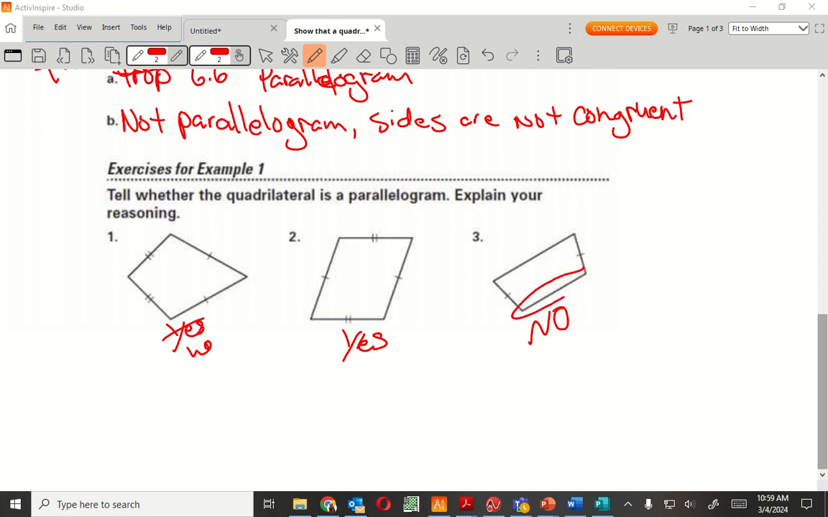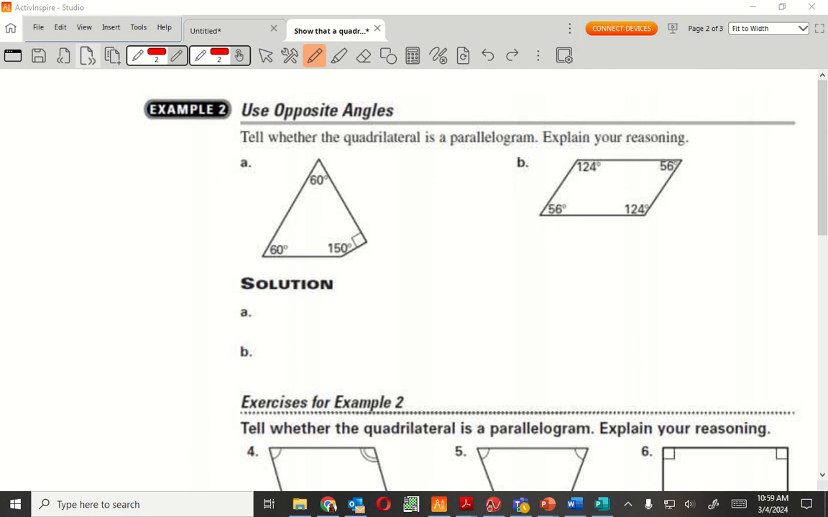So in this one right here, this one is not the same as this one. So that one right there is true. That one's a no. All right. So let's look at the next. Use opposite angles. Now this time, instead of dealing with sides, we're dealing with angles.